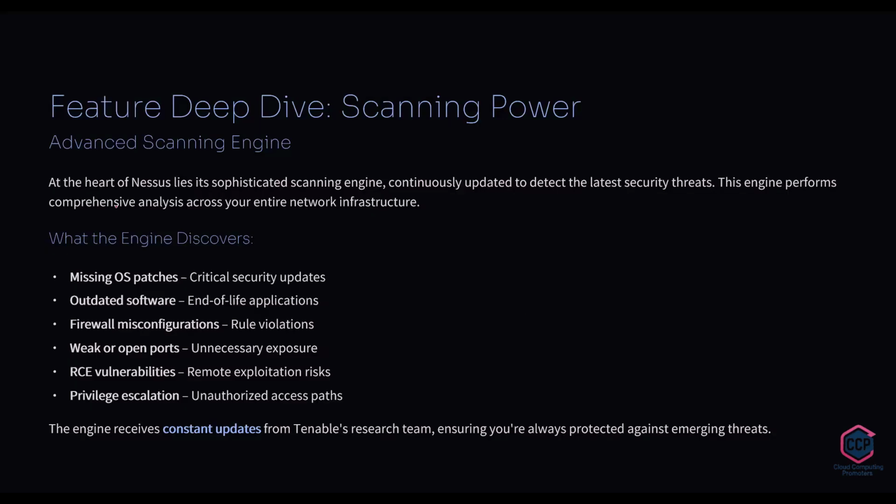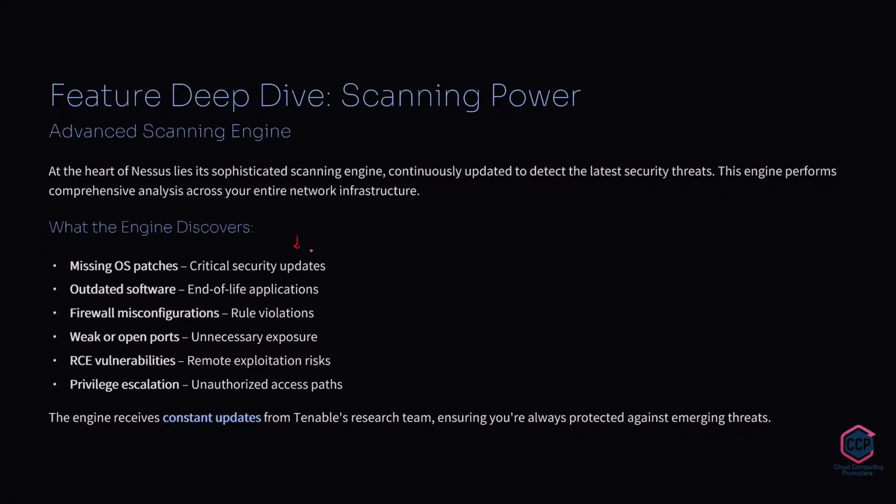So missing OS patches also, like if there are any critical patches which need to be updated but we haven't scheduled or updated them. If there is any outdated software, it will flag that. Misconfigurations, where a firewall rule is misconfigured, could be like allow all traffic. We can mention a range of IPs and allow only those.